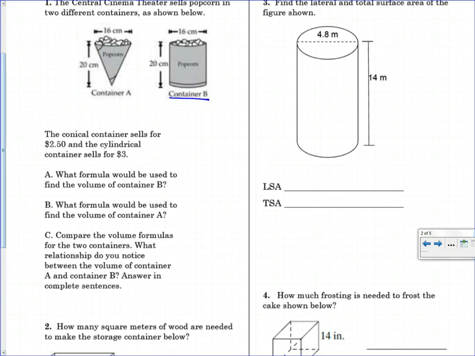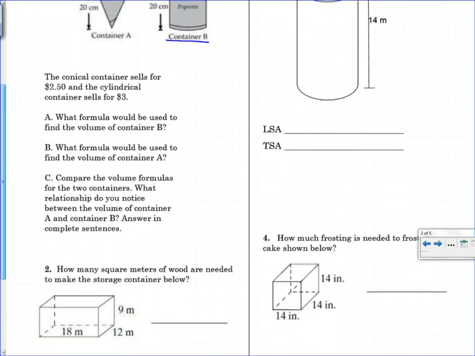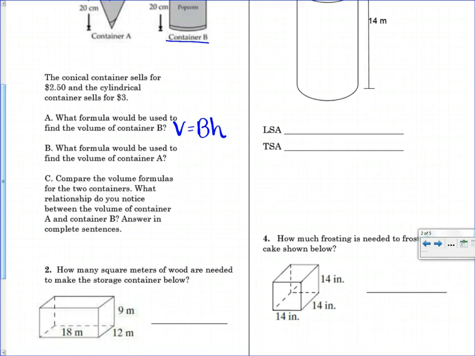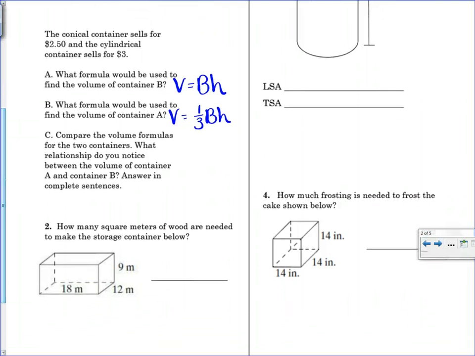Container B is a cylinder, so the formula for the volume would be volume equals area of the base times the height. Problem B. What formula would be used to find the volume of container A? Container A is a cone, so the volume formula is volume equals 1/3 area of the base times the height. Letter C. Compare the volume formulas for the 2 containers. What relationship do you notice between the volume of container A and container B?